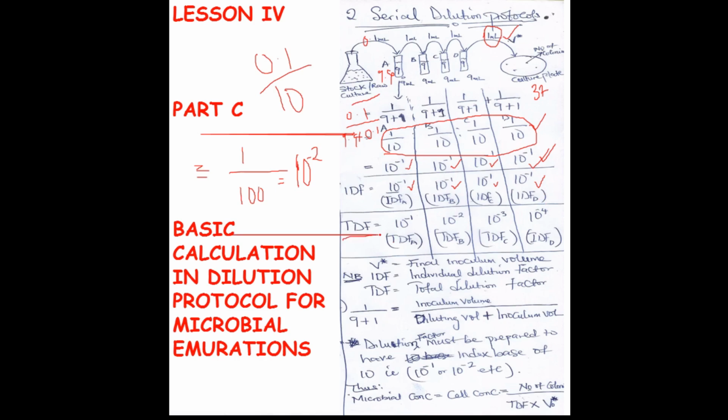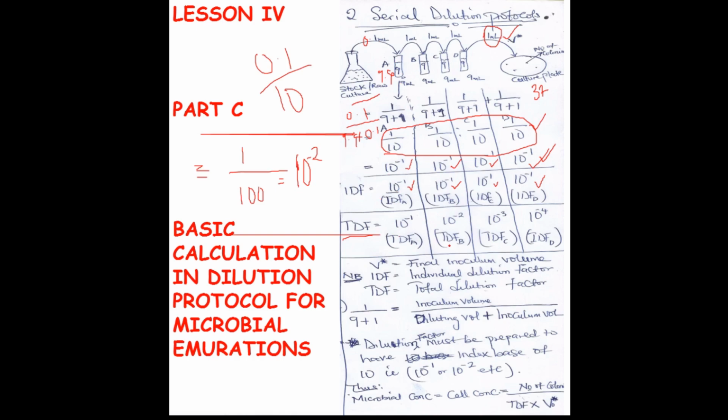Then the total dilution factor is the dilution factor after the series of serial dilutions that have taken place. For total dilution factor A, since only one dilution was done, 1 into 9, the total dilution factor, TDF, is the same thing as IDF.